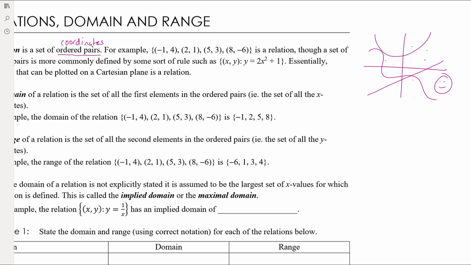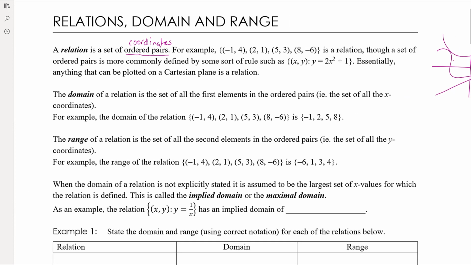In the case of the parabola and the line and possibly the squiggle, depending on how complicated the squiggle is, we could describe all of those points using a rule. In other instances, we won't be able to describe all of the points using a rule, and we might just list them as a series of points. So for example, this would be a relation. It's a set of 4 points, okay?